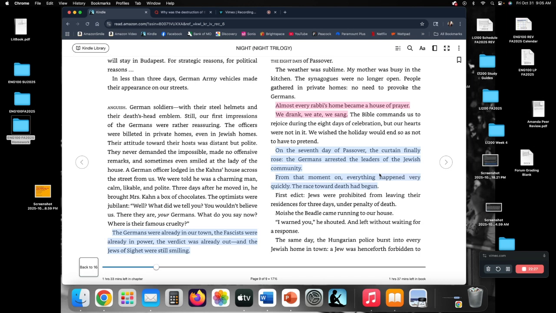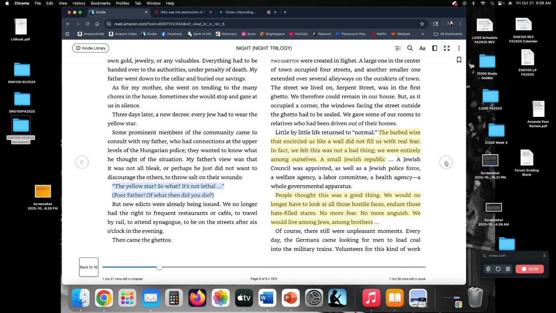So this first ghetto, the response to the ghetto was that people thought it was a good thing. I'm on page 12. The barbed wire that encircled us like a wall did not fill us with real fear. In fact, we felt this was not a bad thing. We were entirely among ourselves, a small Jewish republic. They thought it was a good thing. No more fear, no more anguish. We could live among the Jews, among brothers. So they honestly felt safe being separated.